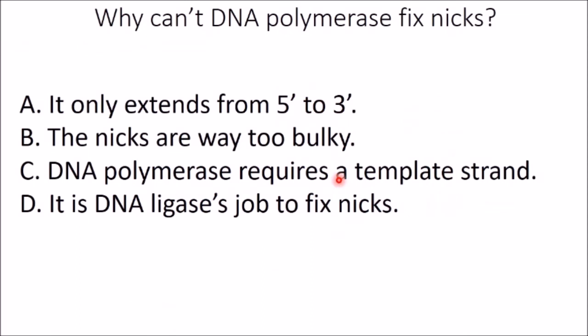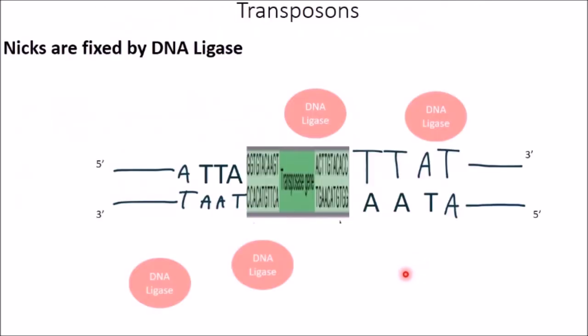So the question then is, why can't DNA polymerase fix the nicks? Here are the answer choices. It only extends 5' to 3'. The nicks are way too bulky. DNA polymerase requires a template strand. Or it is DNA ligase's job to fix nicks. Why can't it do it? The answer is C. There's no template here.